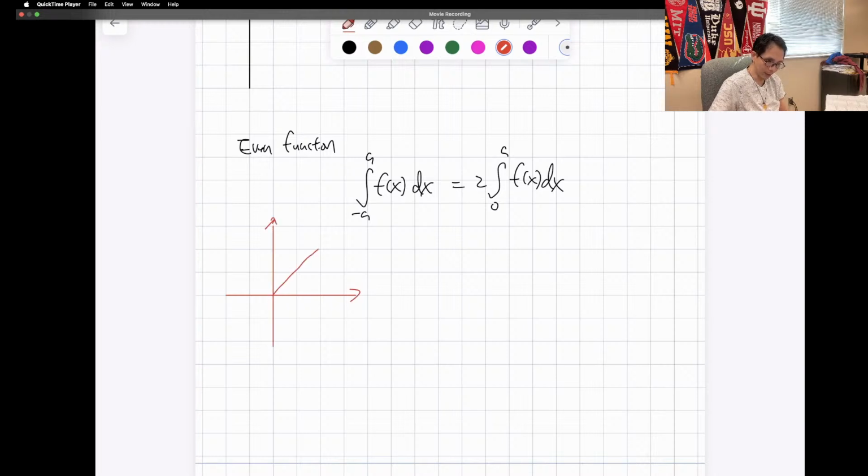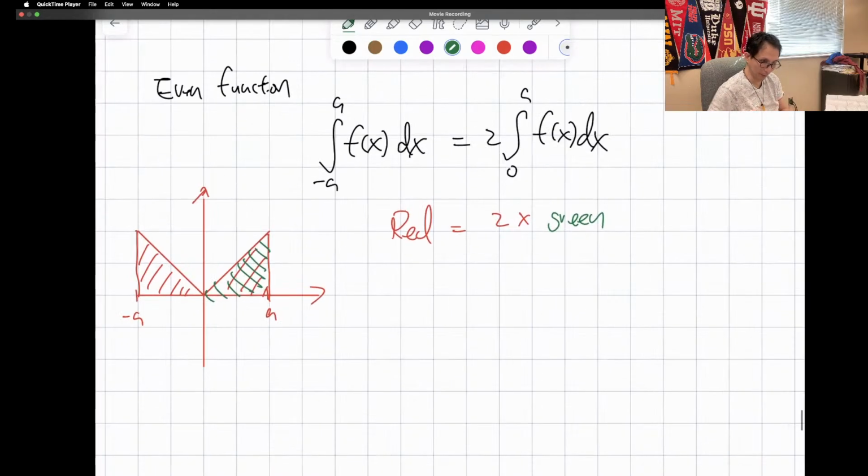So let's say this is negative a, this is a. If you have this area of the red one, you can also say it is 2 times the green one. The area of the red is equal to 2 times the green. Does that make sense, if you're green on the right side?